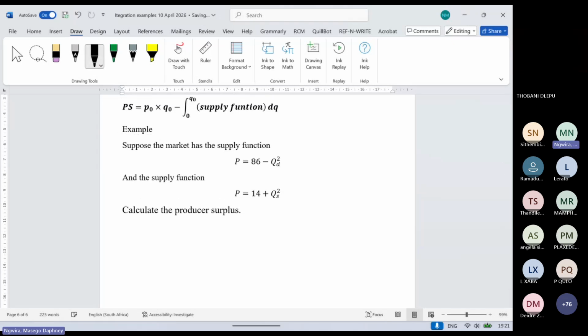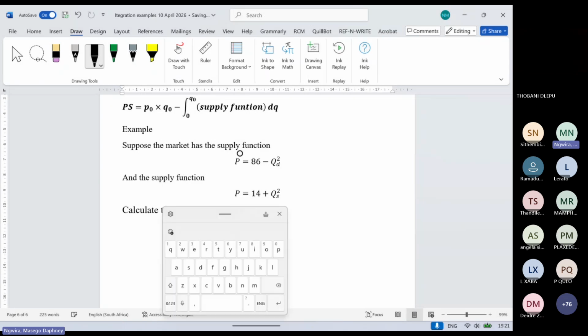Okay. So they're saying, suppose the market has the supply function, this, and the demand function. Why is it saying supply? It should be demand. Okay, let me just check my notes. Yeah, the other one is supply. This one, the minus one, is demand. Sorry, let's just correct that. That is demand. It can't be supply.